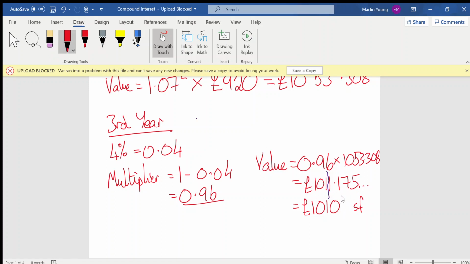Okay, so that was the 3 significant figures. We counted along 3. The value next to it was 1, so it just stays the same. So that's the value for that one to 3 significant figures. Okay, next question.